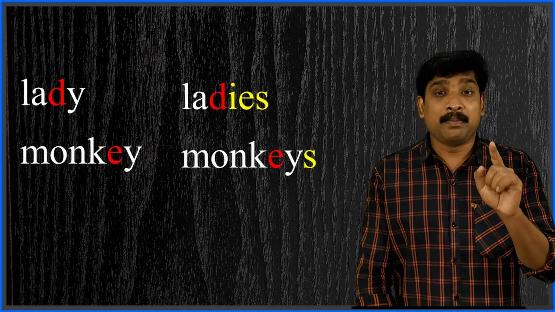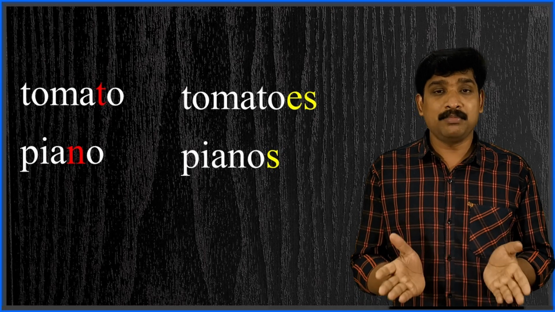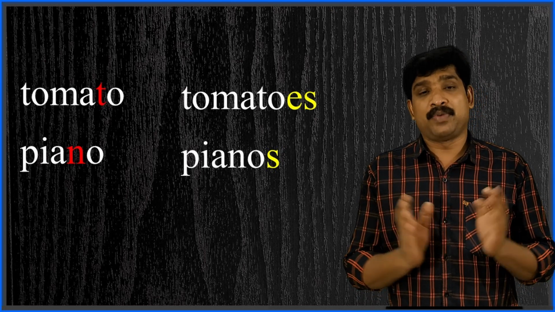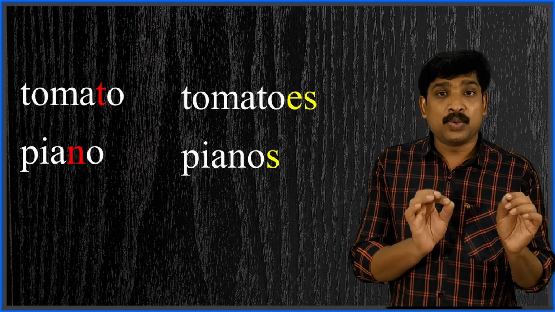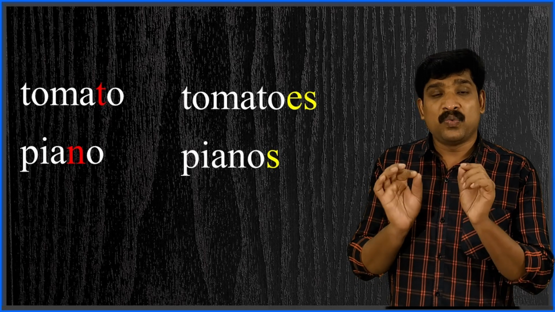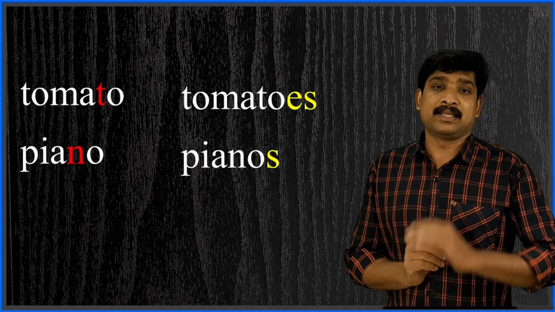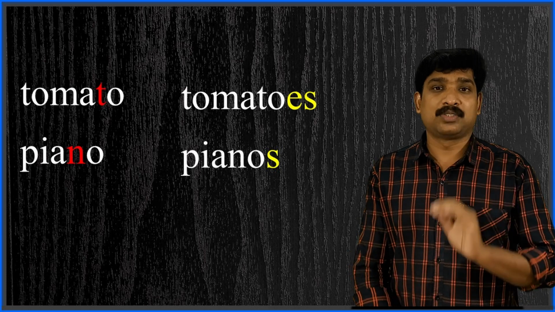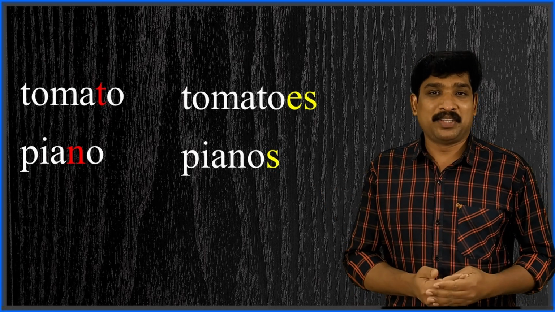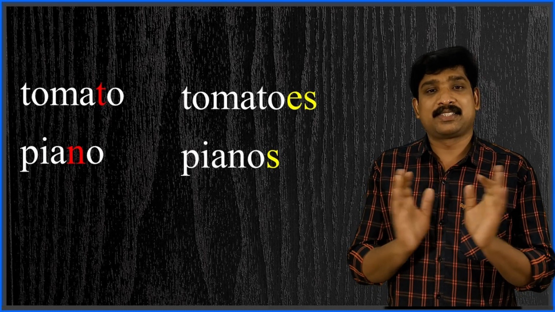Okay? Monkey becomes monkeys. Tomato becomes tomatoes. Piano becomes pianos. Again, 2 different rules. Now, tomato becomes tomatoes. You add ES and with most words ending in O, consonant O, you will add ES. But sometimes you will add only S like piano, pianos. There is no particular rule for this. You just need to know the words that only end with an S. Let us move on to the other rules.